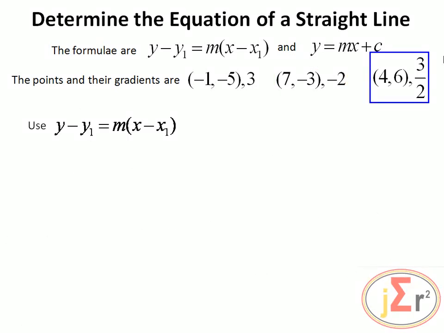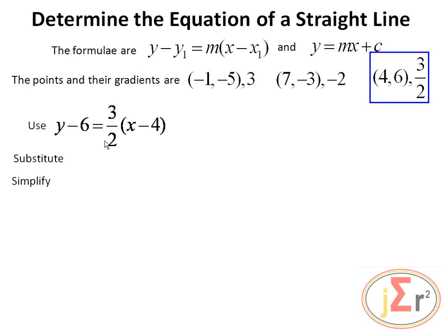And we have another one right there. So the y part is 6, goes right there. The x part is 4, goes right there. The gradient is 3 over 2, and it will go right there. So let us just substitute and see what we get. And we are going to simplify.